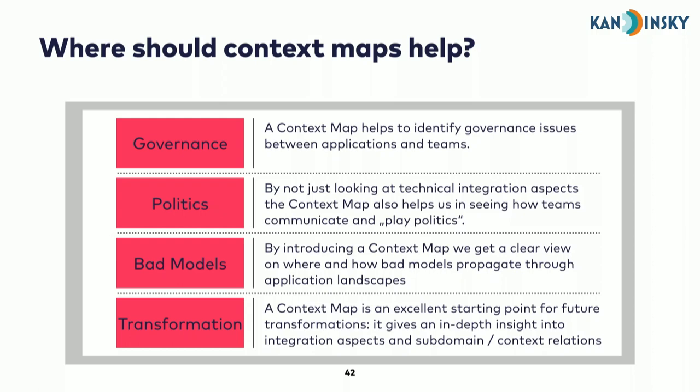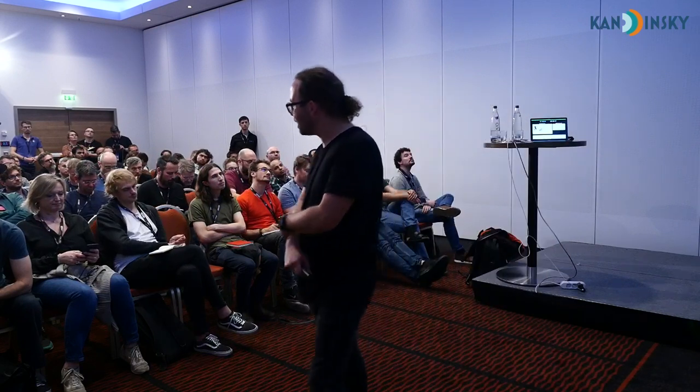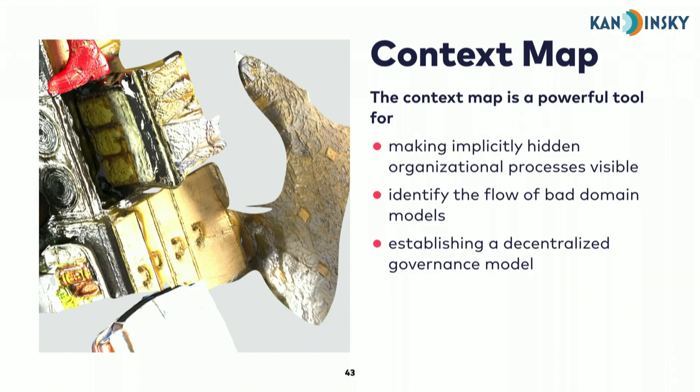I've used that quite a few times when customers came to me and asked, how do we want to modernize this? I said, you need to be aware of how the relationships are, how the things are tangled. This can be one way of doing that. So in my eyes, the context map is an extremely powerful tool. It's a little bit underrated in terms of awareness in the domain-driven design community right now.